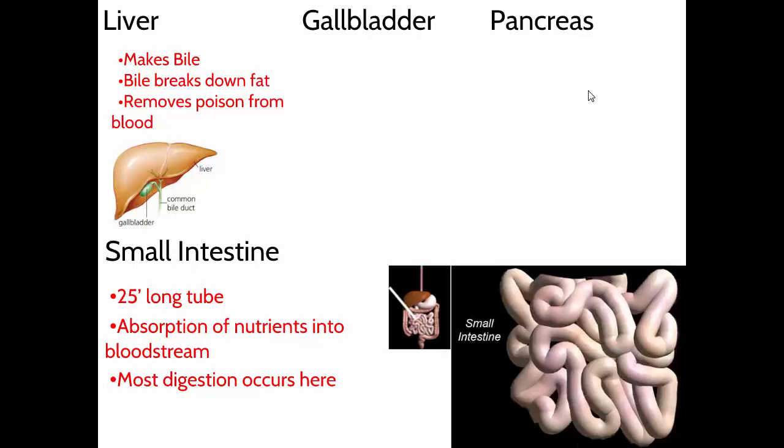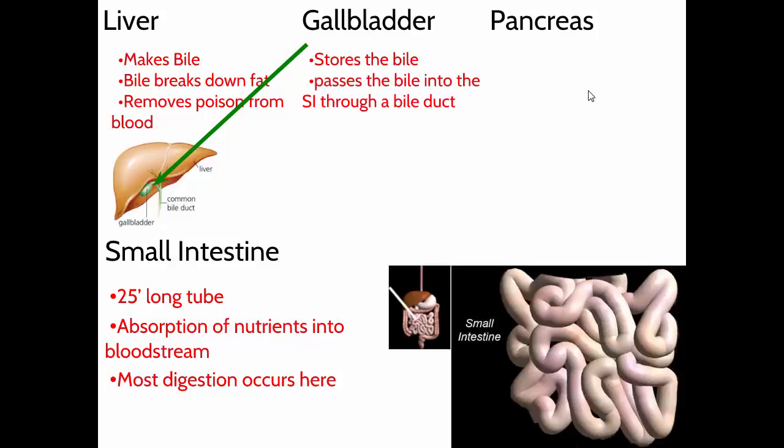So the liver makes bile, this substance that will break down fat, but it sends it to be stored in an organ called the gallbladder. The gallbladder is tucked underneath the liver, and it stores up the bile until it's needed. Once it's ready, it squirts that bile into the small intestine through the bile duct. So the liver makes the bile, but it's stored up. The person eats. The gallbladder squirts this bile into the small intestine.